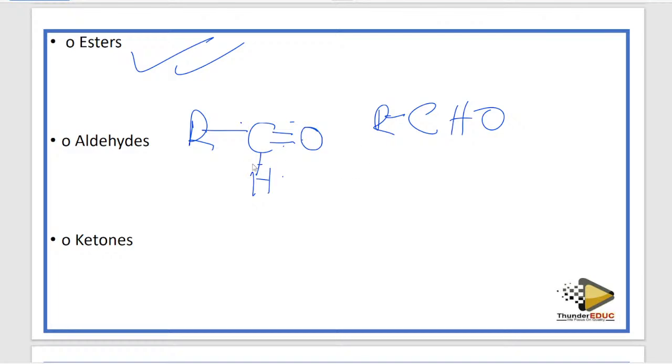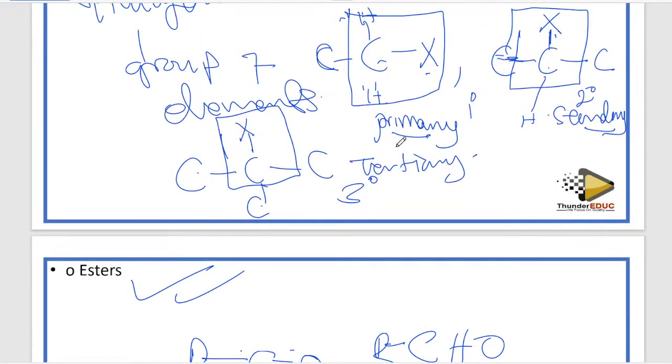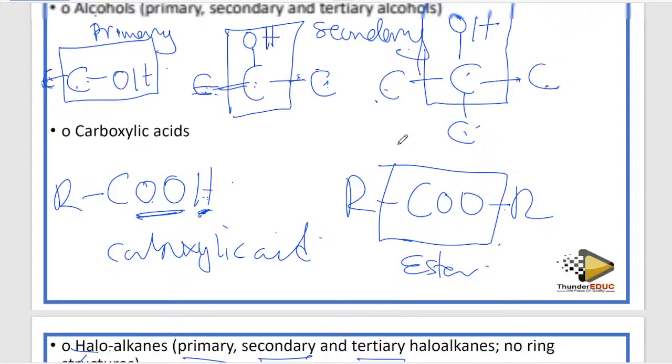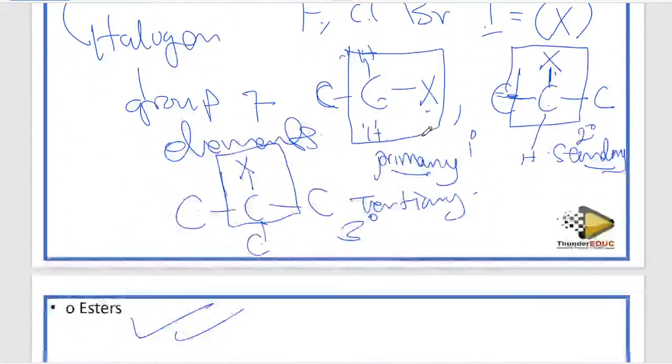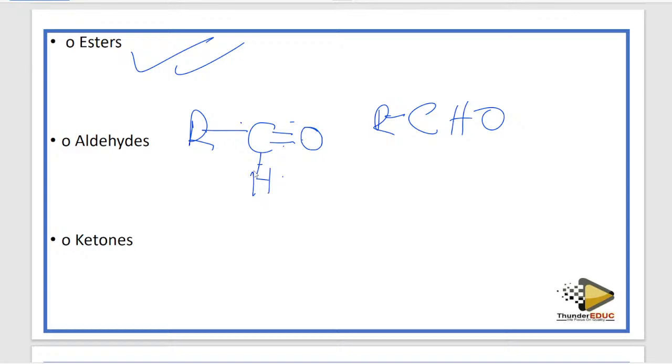So this one is different from alcohol. Look at this, alcohol, the way it looks. For alcohol, the hydrogen is attached onto the oxygen, so it's a single bond. While here, the hydrogen is attached onto the carbon, and the oxygen is a double bond. So that is a major difference. Please don't confuse aldehydes with alcohols.